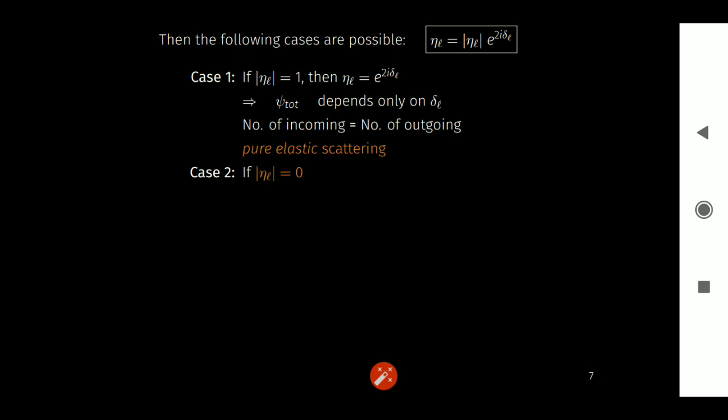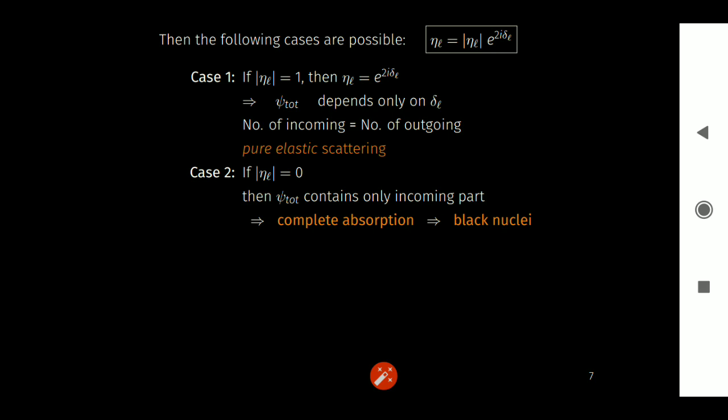What happens then? If η_L equals 0, then this entire outgoing term is also 0. That means the total wave function contains only the incoming part of the wave. There is no outgoing part of the wave. It means complete absorption by the target nucleus. So it absorbs whatever approaches it. Hence it is called a black nucleus, analogous to the black hole of astrophysics, which absorbs everything including the light. The third case is when η_L is less than 1.